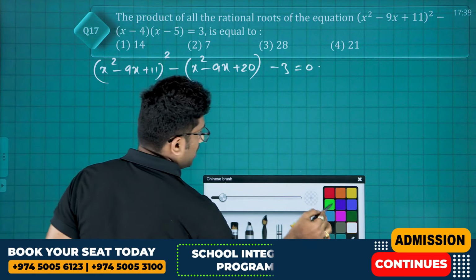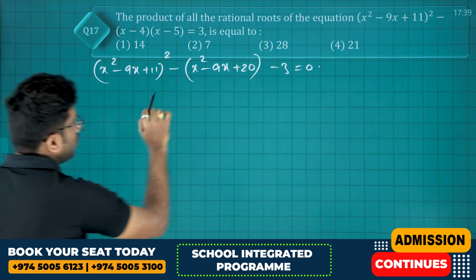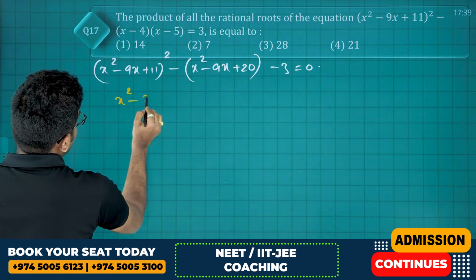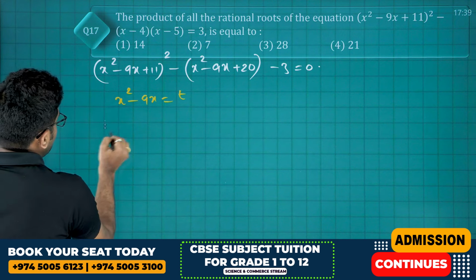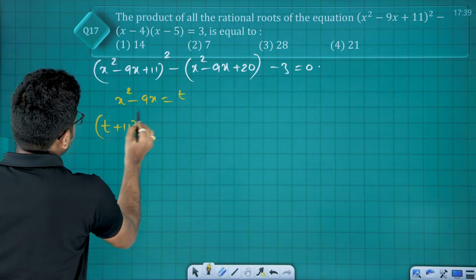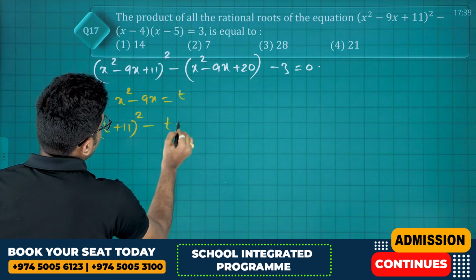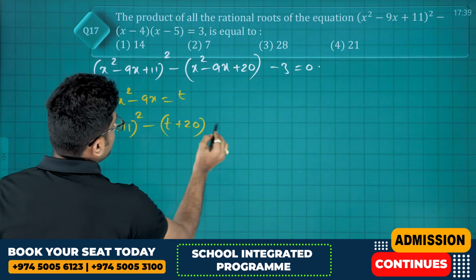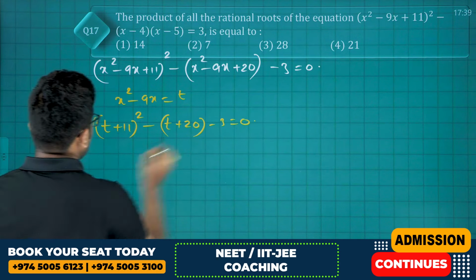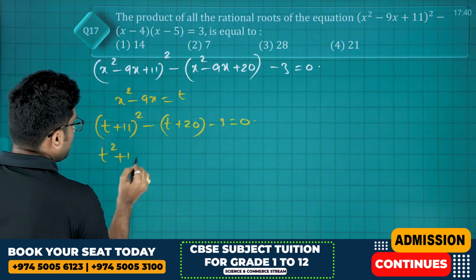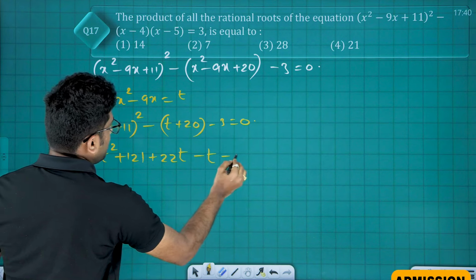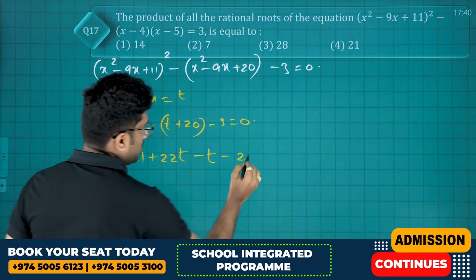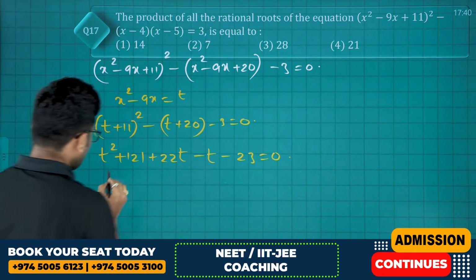We do one thing, we can see x square minus 9x term in both, no? So we'll take x square minus 9x equal to some t. So that is t plus 11 whole square minus t plus 20 minus 3 is equal to 0. So t square plus 121 plus 22t minus t minus 20 minus 3 minus 23 is equal to 0.